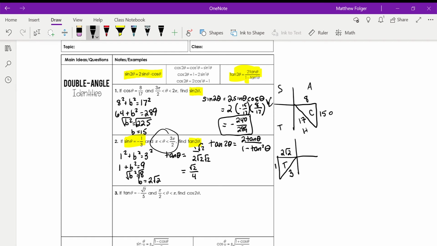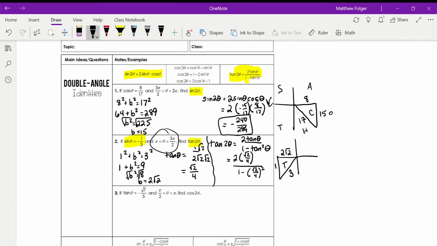So now we can plug into this formula to find what we need. So it's going to be 2 times square root of 2 over 4, over 1 minus square root of 2 over 4, squared.